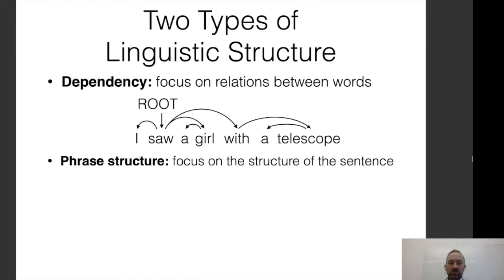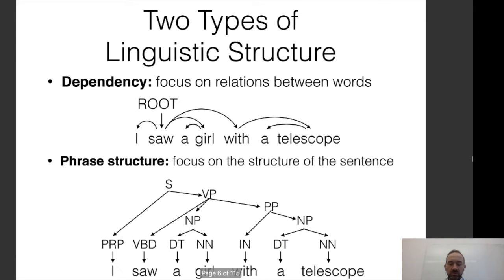There's also phrase structure analysis, which focuses on the structure of the sentences, and it looks a little bit like this, where we have parts of speech and phrases such as noun phrase, a girl, or with a telescope being a prepositional phrase, etc.